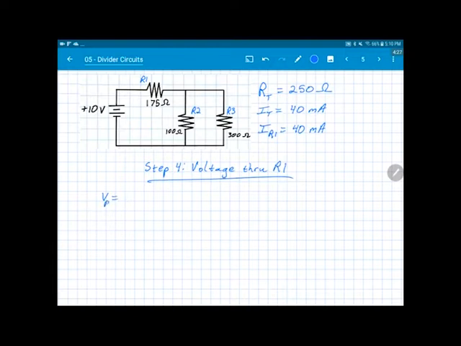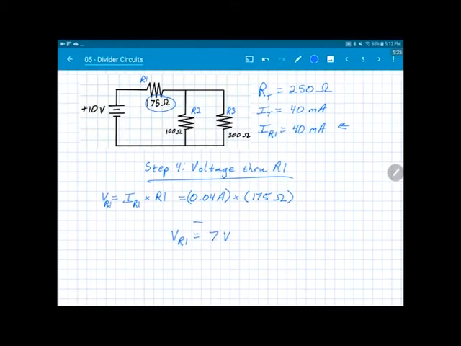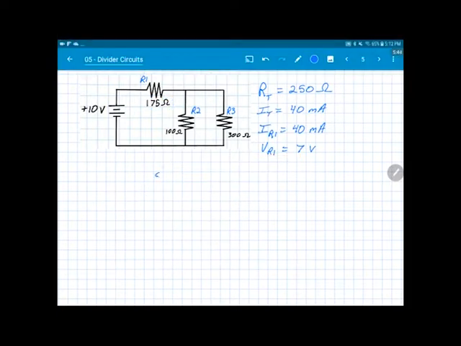I know the current through R1, and I do know its resistance, so I can use Ohm's law again. V in this case is equal to I times R1. So this is 40 milliamps, but I need to change it back to 0.04 amps because I need base units. So I'm going to multiply that by the resistance of R1, which is 175 ohms. And when I multiply these together, I get 7 volts across R1. So I'm going to write that up here so we have it again for reference.